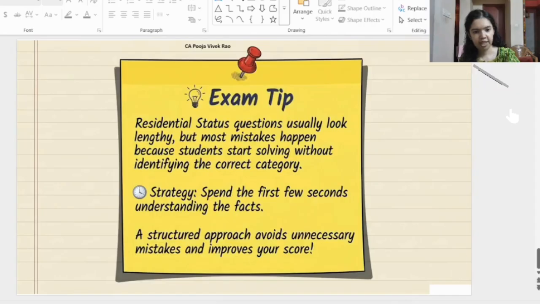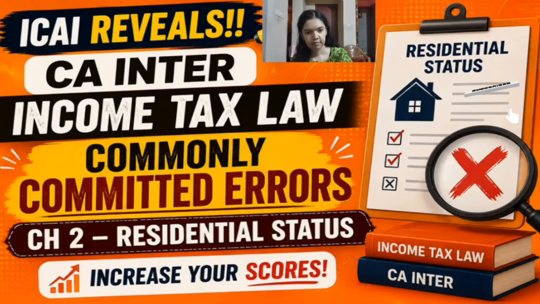An important exam day tip was given by the faculty. Residential status questions usually look lengthy, but most of the time mistakes happen because students start solving without identifying the correct category. So it's recommended to spend the first few seconds understanding the facts of the question. A structured approach, as mentioned earlier, will help you to avoid unnecessary mistakes and it will also help you to improve your scores. So guys, these were the commonly committed errors in Chapter 2, Residential Status, as highlighted by the ICAI faculty. Avoiding these small but important mistakes can make a significant difference in your exam performance.